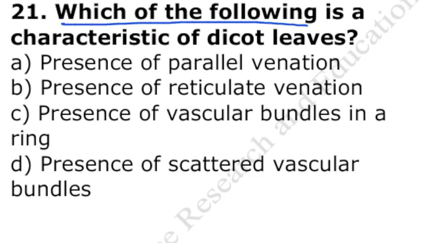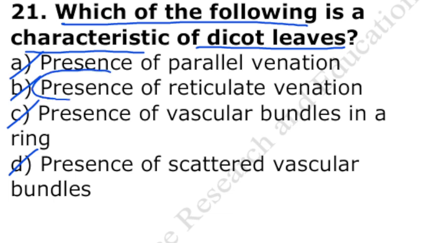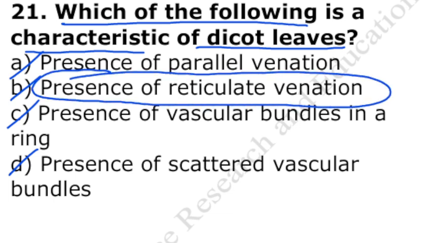Which of the following is a characteristic of dicot leaves? Presence of parallel venation, presence of reticulate venation, presence of vascular bundles in a ring, presence of scattered vascular bundles. The major characteristic of the dicot leaf is the presence of reticulate venation.